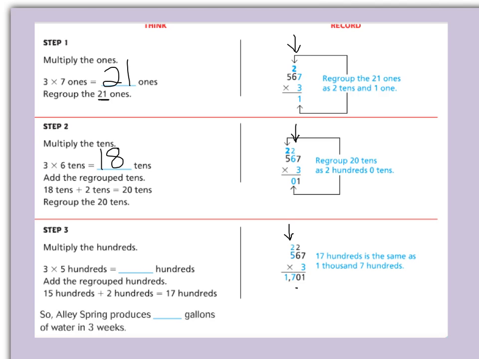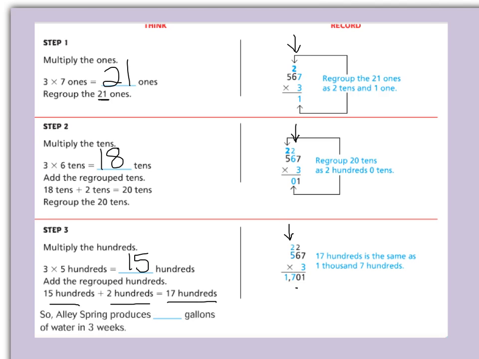And let's move on to step 3. We're going to be multiplying the hundreds place. I have 3 times 5 hundreds, and that is 15 hundreds. Once again, we're going to add the regrouped hundreds. So 15 hundreds plus the 2 hundreds that we regrouped gives us 17 hundreds. I have no place else to regroup or to carry my numbers because I've already multiplied the hundreds and there's nothing in the thousands. So I have my answer.